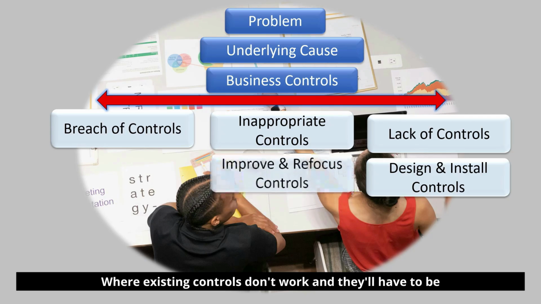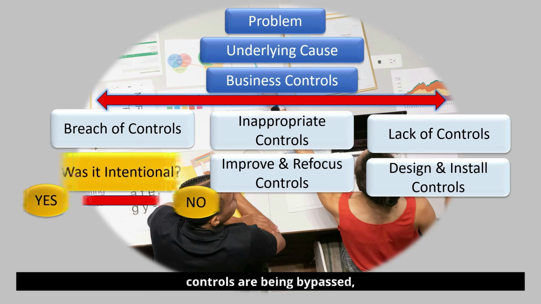Where existing controls don't work and they'll have to be improved and refined. Audit can help by doing some research into the area being reviewed to isolate suppositions regarding waste, efficiency, and measuring outcomes that need to be explored and remedied through better integrated control systems.